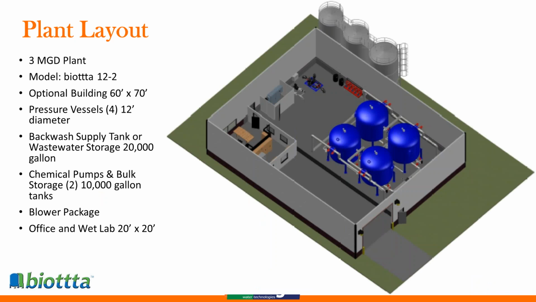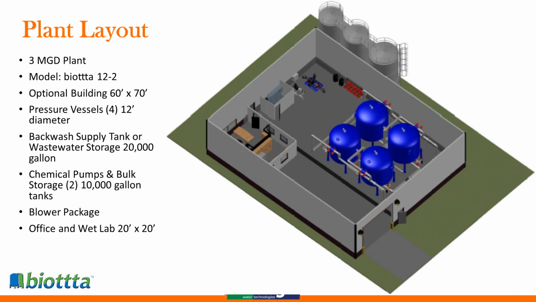Here's a rough rendition example of a plant layout. This would be maybe a 3 MGD plant. Again, we're not going to treat the full 3 MGD. We'll treat a portion and blend a portion. This would be an example of a two-train system with four vessels. So you're going to have two anoxic reactors and two aerobic biofilters here.